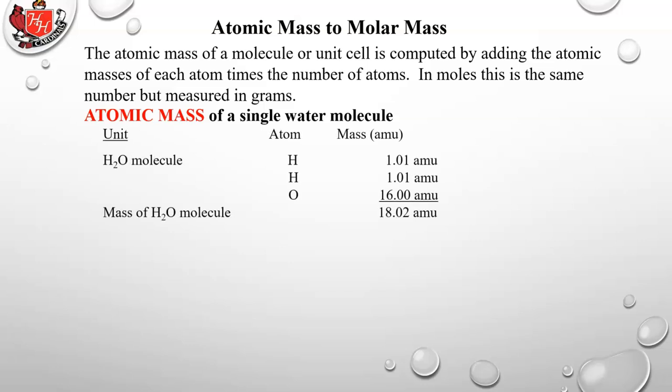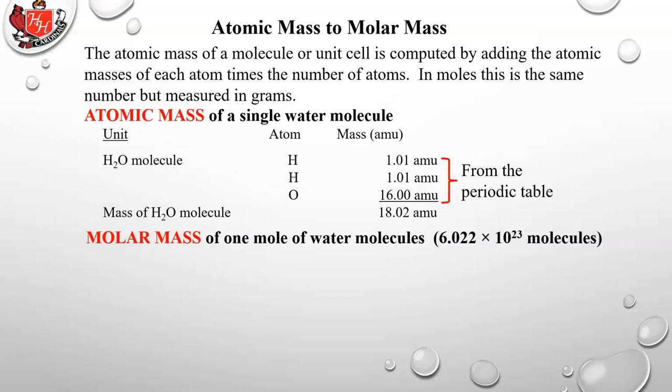Okay, so here you have a water molecule. You have 2 hydrogens. Each has an atomic mass of 1.01 AMU, and then you have an oxygen, which has an atomic mass of 16 AMU. When you add that up, you get 18.02 AMU for the mass of a single water molecule. So you get all of these numbers off the periodic table.